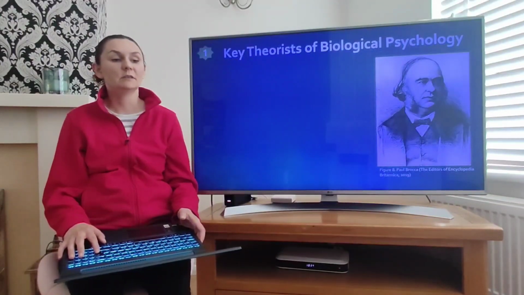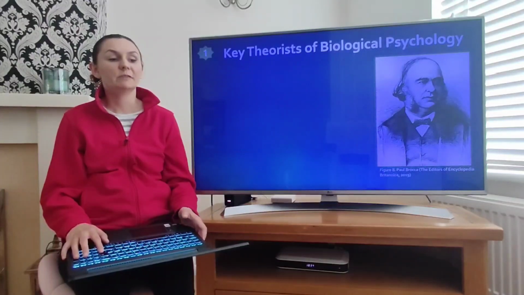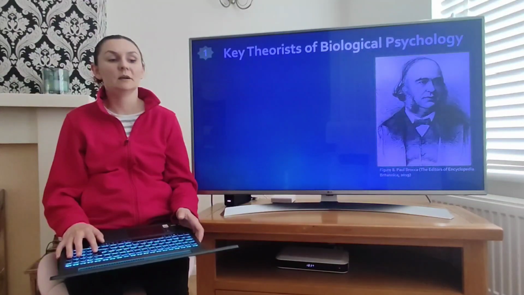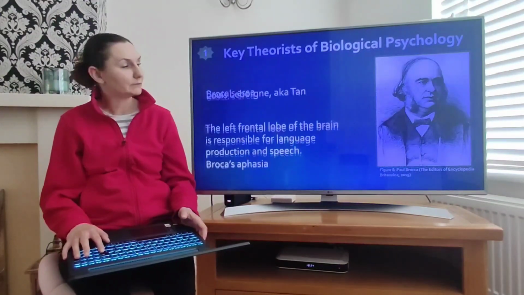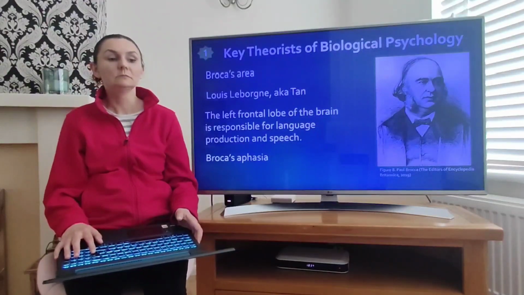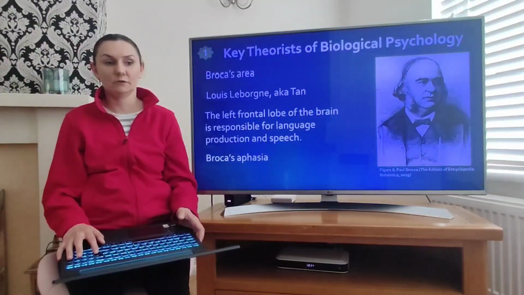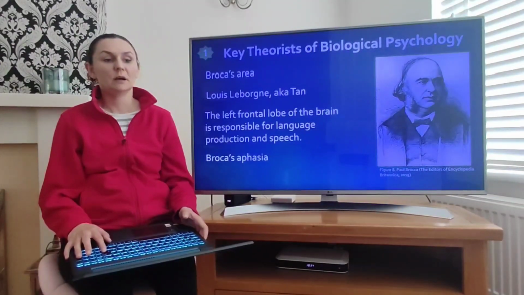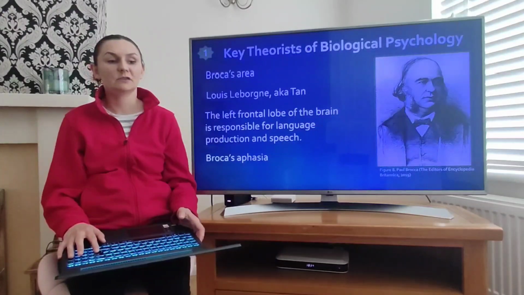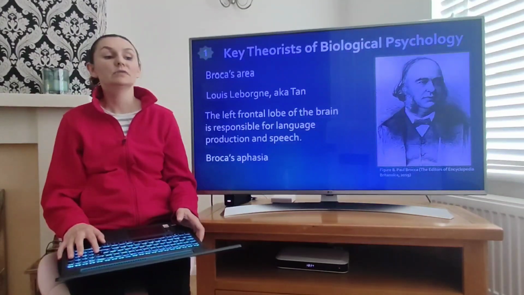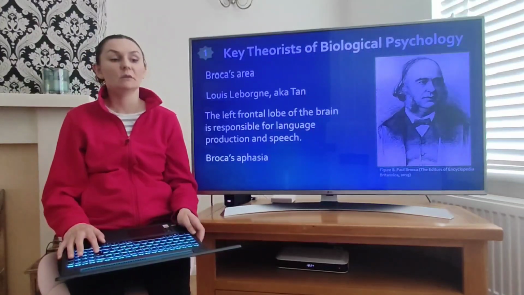The first key theorist in biological psychology was the French physician, anatomist and anthropologist Paul Broca. He made significant contributions to understanding the brain and its function, particularly speech ability. Broca is most recognized for his research on the brain language center, which later became known as Broca's area.